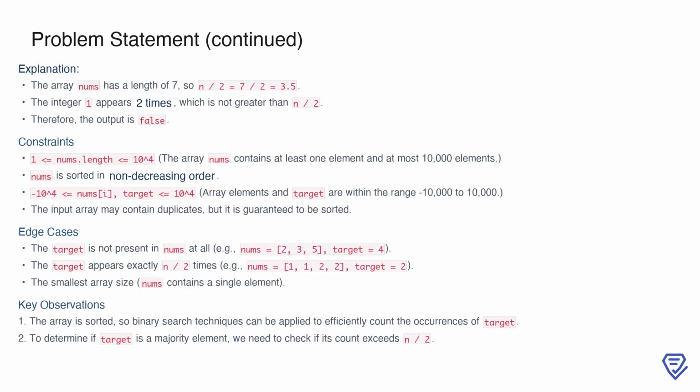Now, we have another example with nums equals 1, 1, 2, 3, 4, 5, 6, and the target is 1. Here, the length of the array remains 7, so n/2 equals 3.5. The number 1 appears only 2 times in the array, which is less than 3.5. As a result, the output is false. This example emphasizes that even if a target appears multiple times, it must surpass the majority threshold to be considered a majority element. The constraints also remind us that the array is always sorted, which allows us to use efficient techniques to solve the problem.